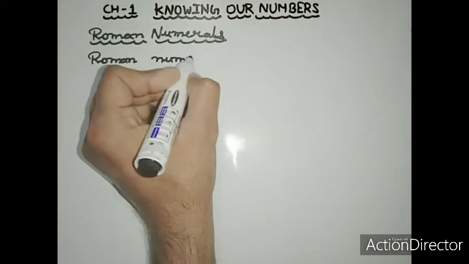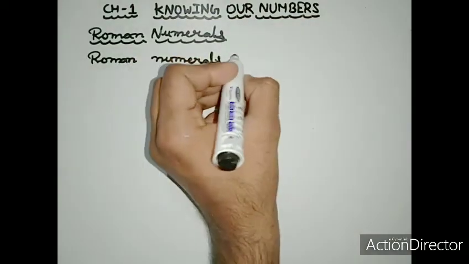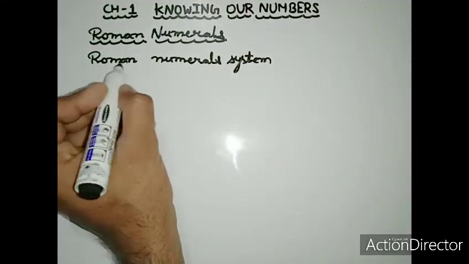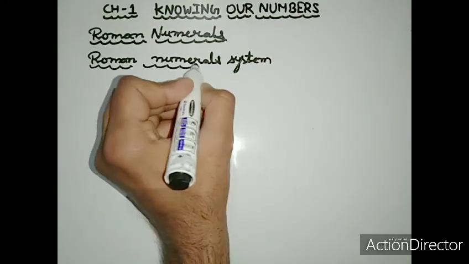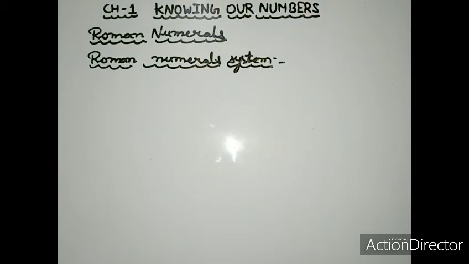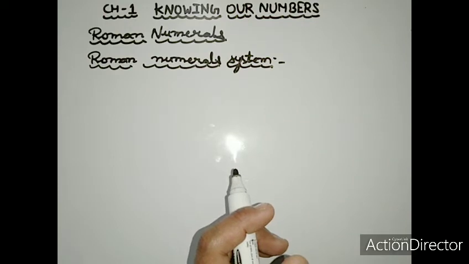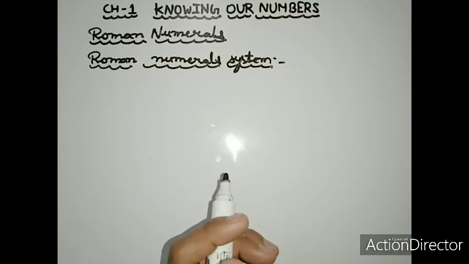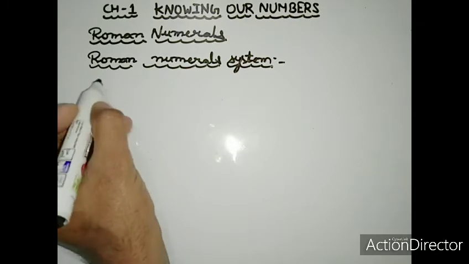The Roman numeral system is still used in many places. For example, we can see its use in numbering of different volumes or parts of books, numbers of chapters, numbers of issues of magazines, etc. There are 7 distinct symbols.